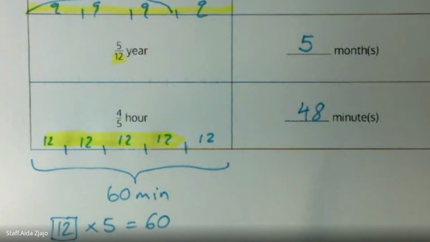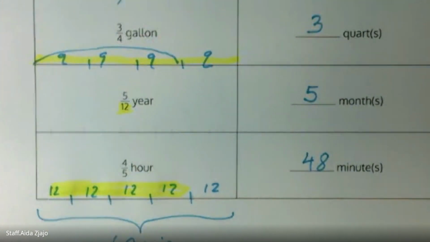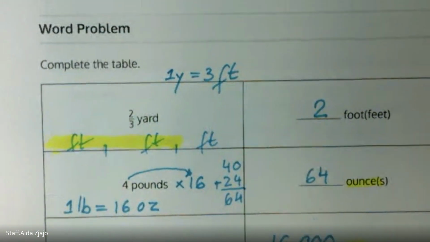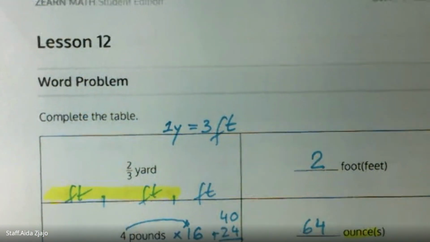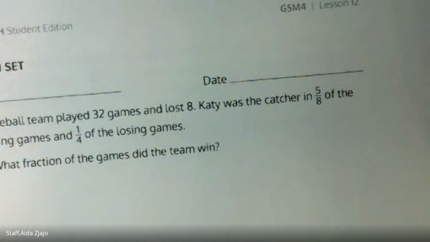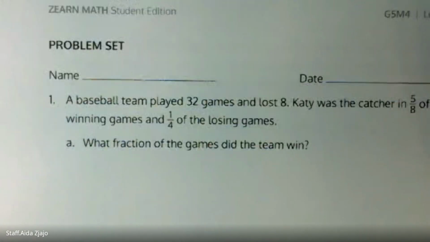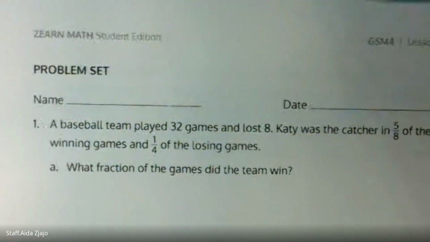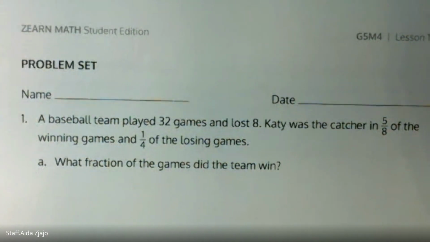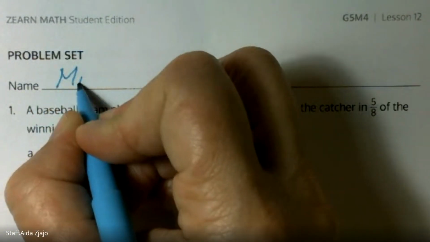And that was just the beginning, and it's kind of like practice of changing the units. And then we are going to do the problem set. And the problem set has 6 questions. So we're going to start with number 1, problem set, grade 5, module 4, lesson 12. And this is Mrs. Z.